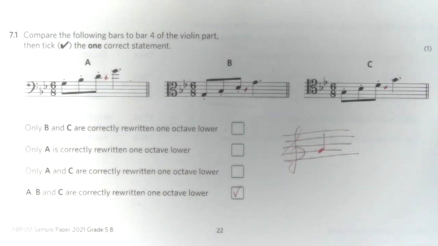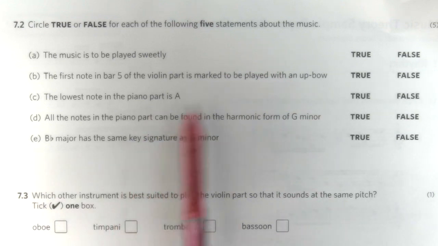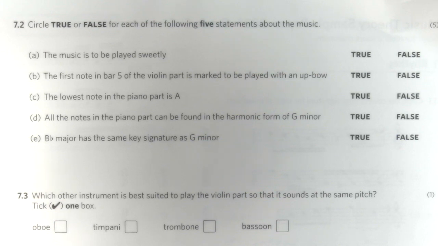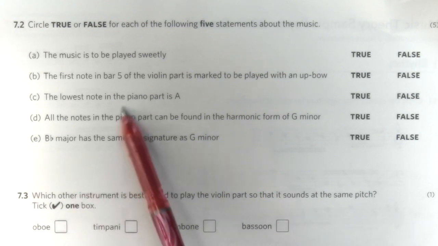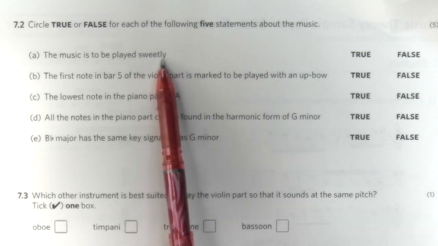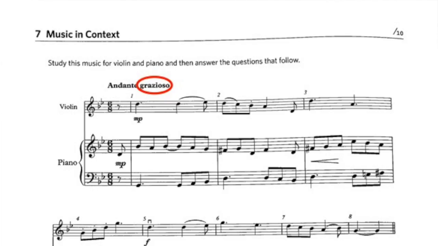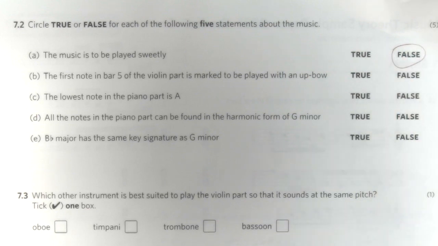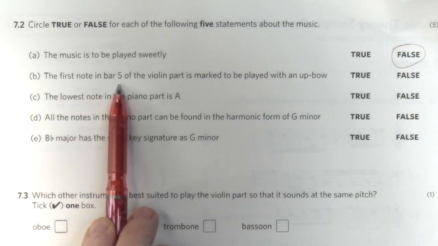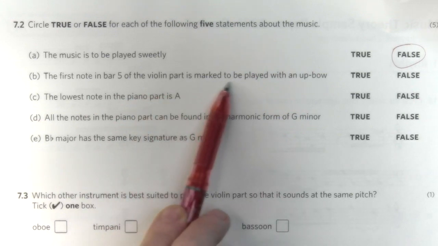Okay, sorted. Next one. We need to circle true or false for these statements relating to the piece of music that we have. The music is to be played sweetly. The Italian word for sweet is dolce, but in our piece we have grazioso, which is a bit different, it's gracious, so it's false.